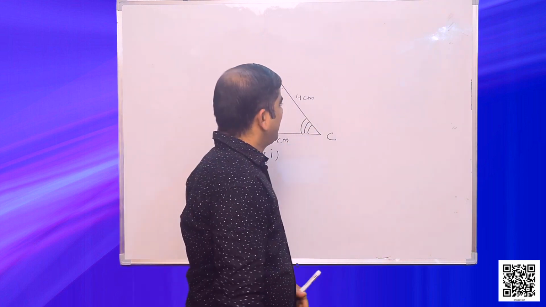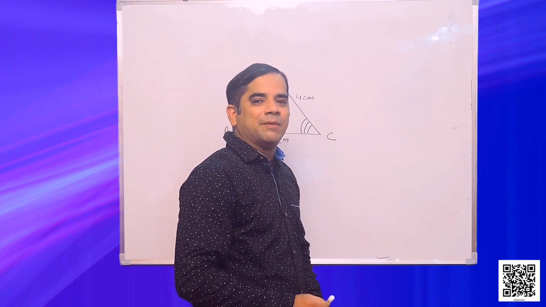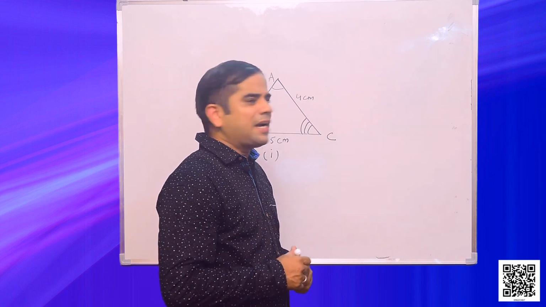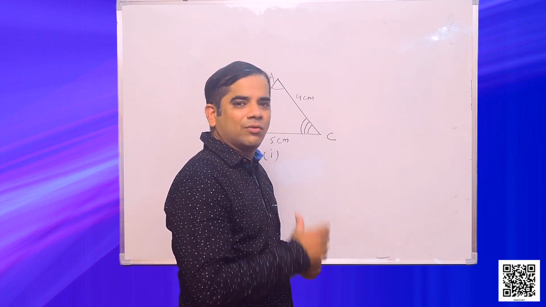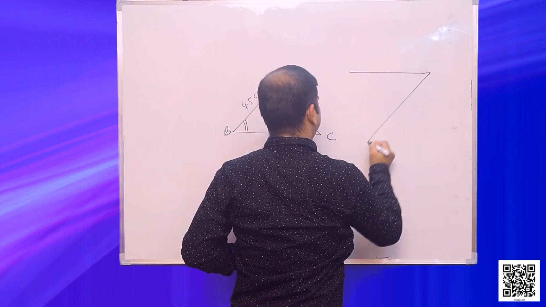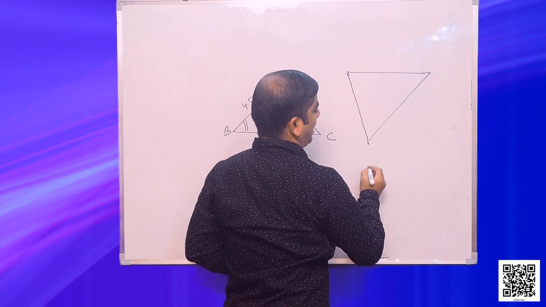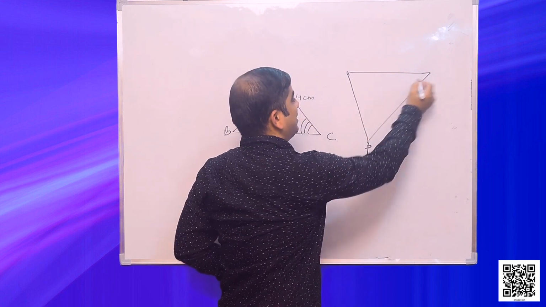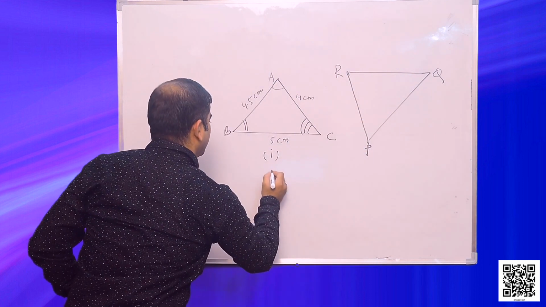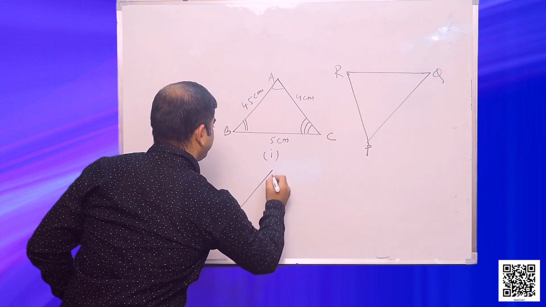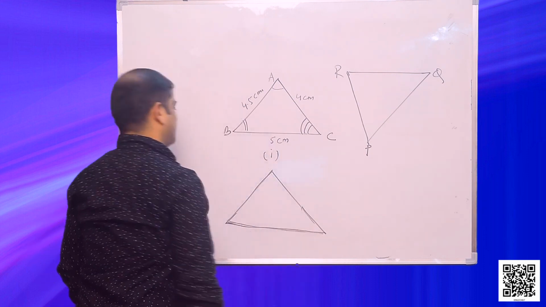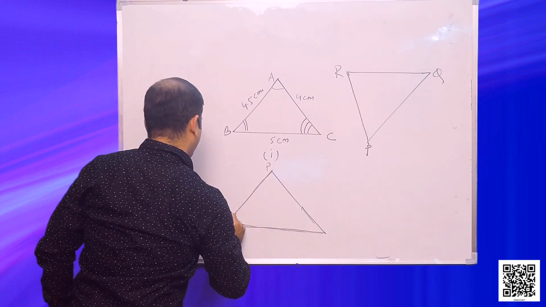So students, let us concentrate on triangle number 2. It is PQR. Let us rotate it upside down. The present position of the triangle is like this. Okay, this is P, Q and R. If I rotate it upside down, this gives us triangle PQR.